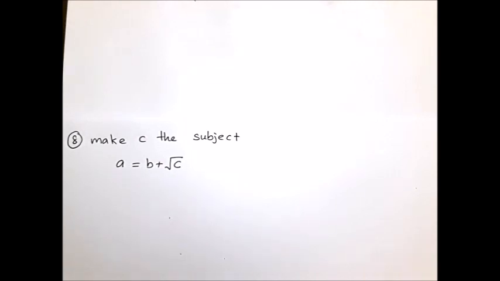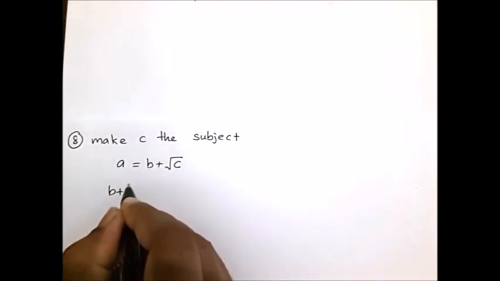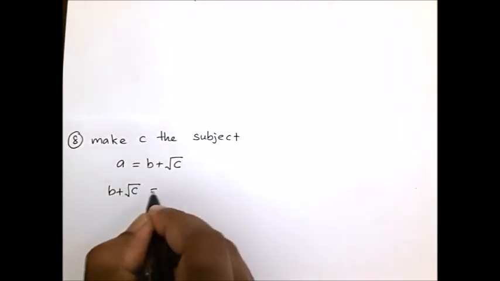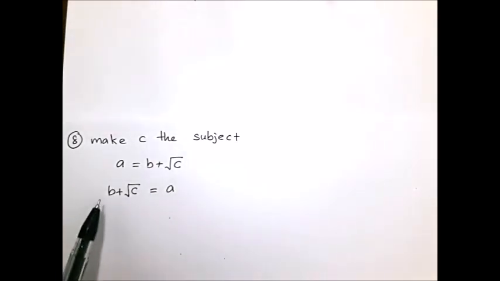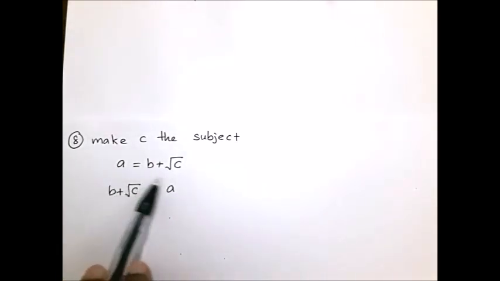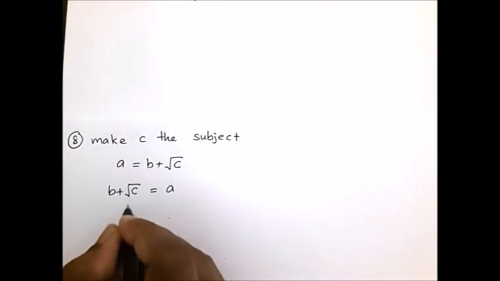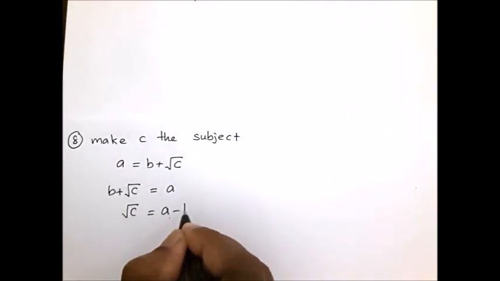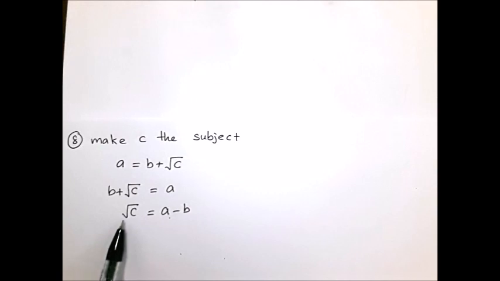Let's start the eighth one. Make c the subject. First I am going to change the sides of this formula. b plus square root c equals a. First remove plus b. Take it to the right hand side. It becomes minus b. Now you have to remove this square root symbol. What is the opposite of square root? The opposite of square root is square. Now you have to square both sides.